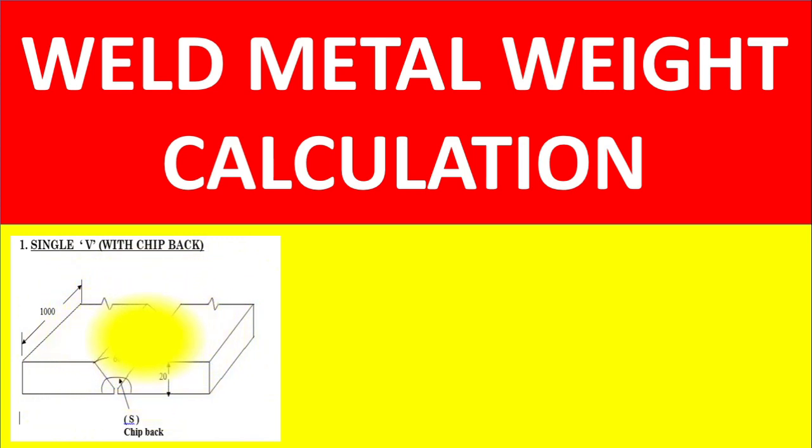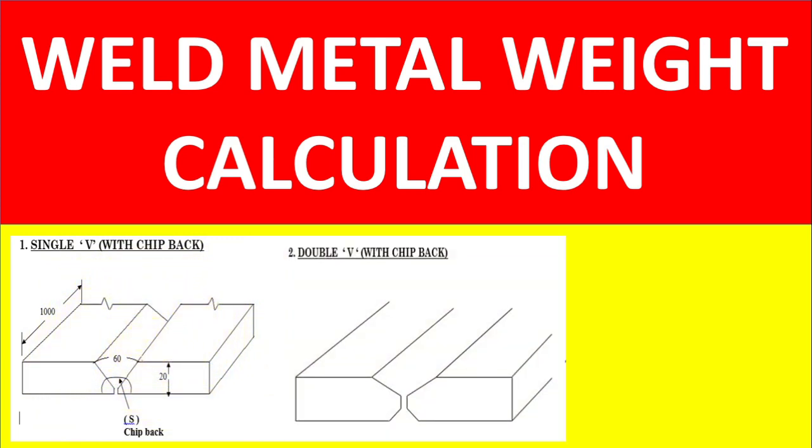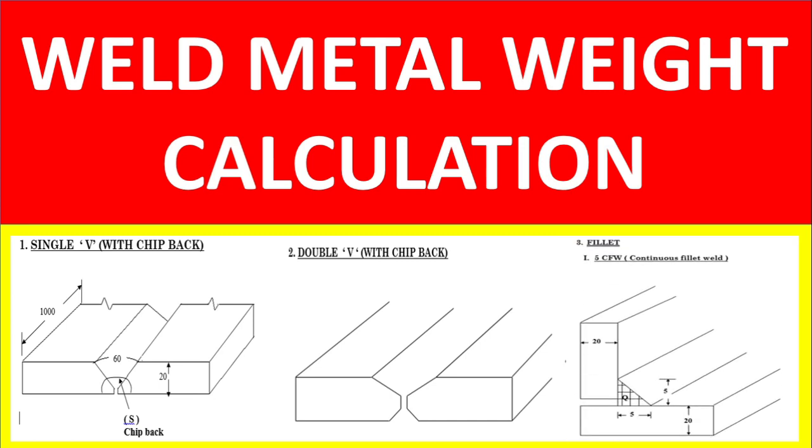So you can see this type of single V. You can see the weld metal calculation, double V with chip bag, the weld metal calculation, also the CFW, continuous fillet weld. So this video also covers all types of fillet joints, and how we can calculate the weld metal. It's completely explained in the video.